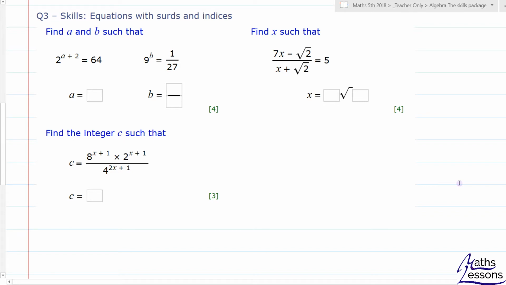Right, now what I'm going to do is give you a little bit of advice on what to do with these questions. We'll do them one at a time. So we'll do these two first, I'll go through them, then this one, go through it, then this one. The key to this is to try and write both sides as the same power. And I'll give you a hint. You can write both sides of this one as a power of 2, and both sides of this one as a power of 3. See that? Have a go at those.